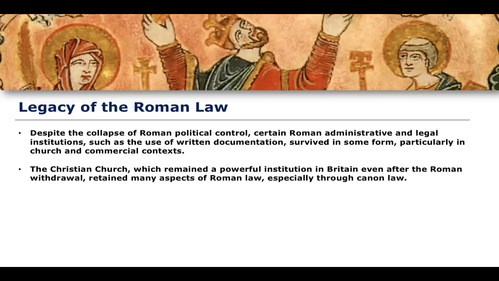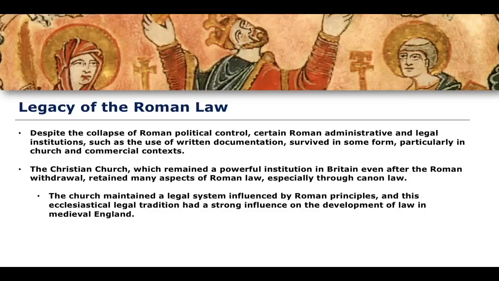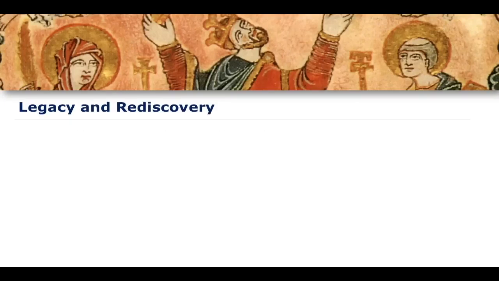And even though it's not directly to do with the law, the Christian church develops into its own legal system. And its own legal system heavily influences the legal system that we see in the Anglo-Saxon period and that we see in the post-Norman conquests. And so the church maintained a legal system that was influenced by Roman principles. Things like the ecclesiastical legal tradition that would eventually have a strong influence on the development of law in medieval England.